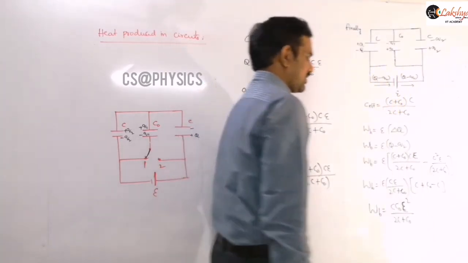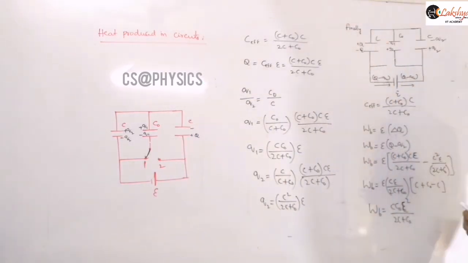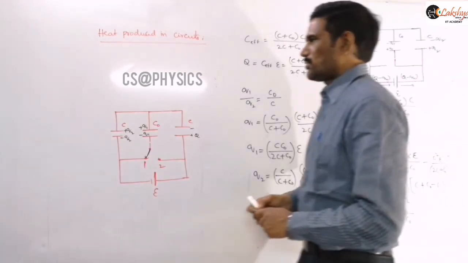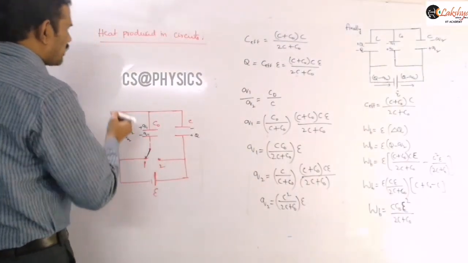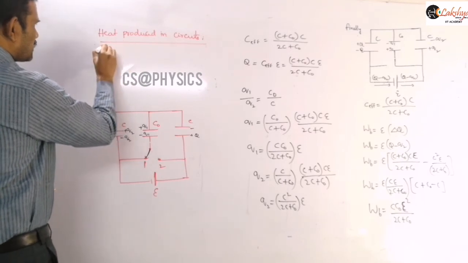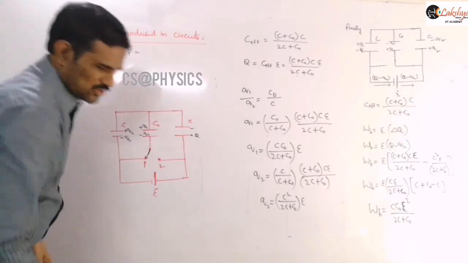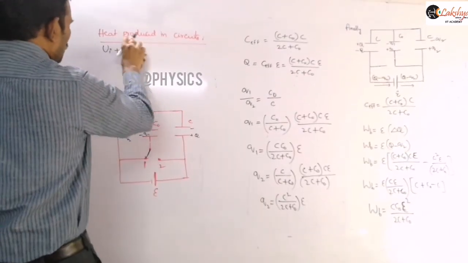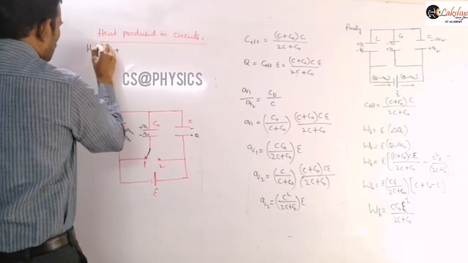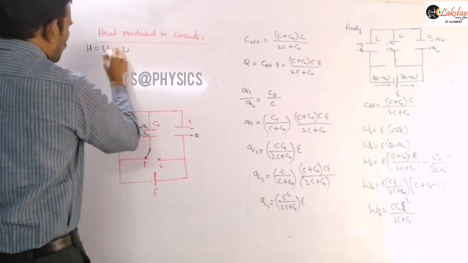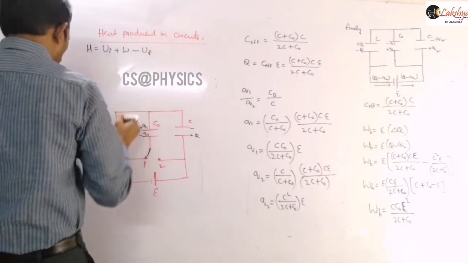That is the amount of work done here, right? So this is the amount of work done that we are calculating, C into C naught into E square by 2C plus C naught. Now we need to write the heat produced. As I said, in this problem the heat produced will be equal to work done, that is, U initial plus work done minus U final.